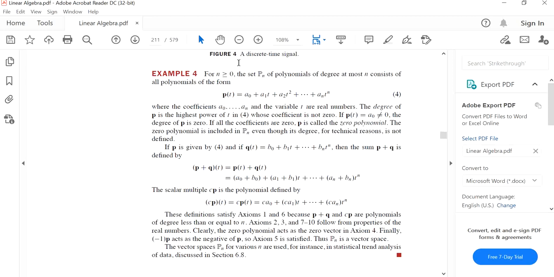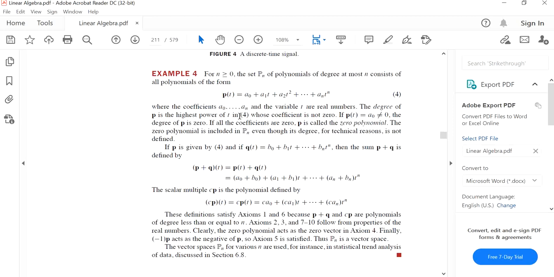Finally, we look at the set Pn of polynomials of degree at most n. So basically, all polynomials of the form a0 plus a1t plus a2t squared, and so on, where it has the degree of at most n, right? So an can be 0, so it will have the degree of n minus 1. If we have only elements up till t squared, then it will have the degree 2, and so on.